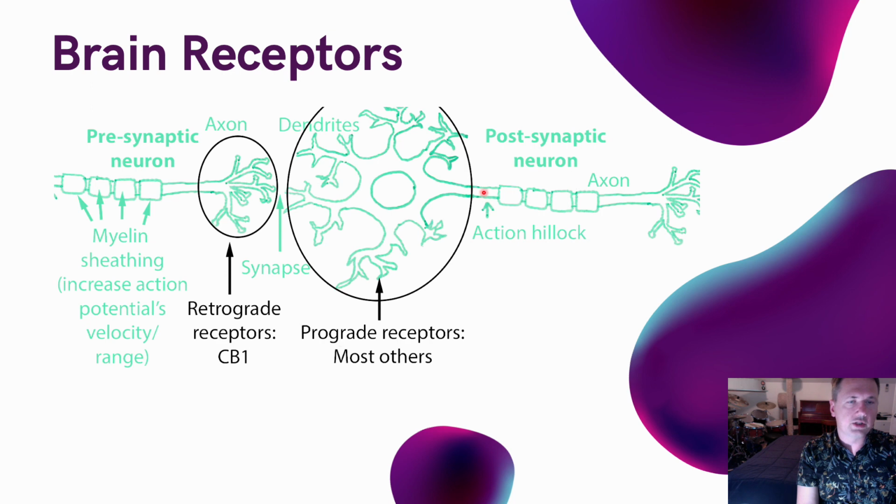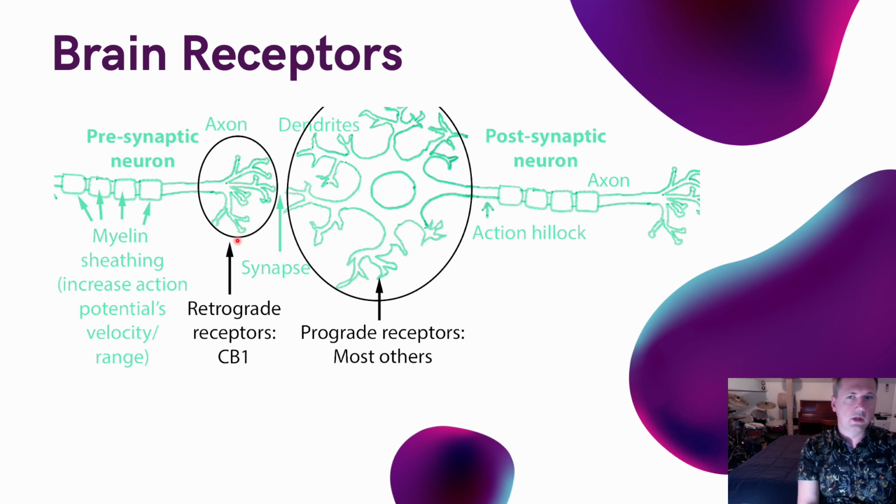Right here would be the axon hillock. So once you exceed a threshold at this location, there's no going back, and there's going to be an action potential carried all the way down that axon to the next neuron. Most receptors are prograde receptors, meaning they are located on the dendrites of a postsynaptic cell, but there's a few that are actually retrograde receptors, CB1 being one of those, and they are on the presynaptic neuron at the end.